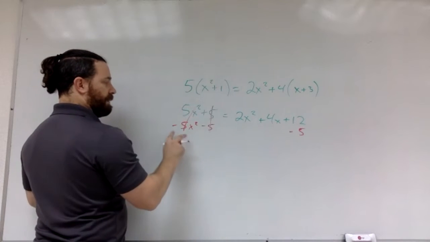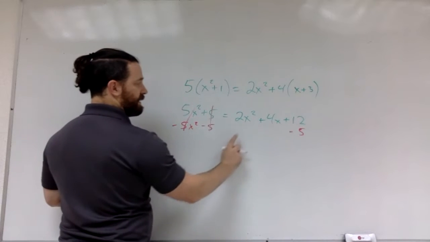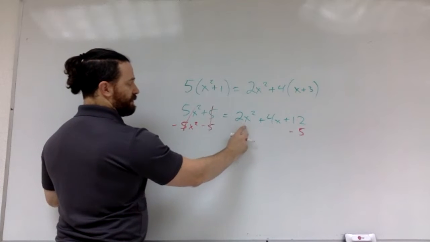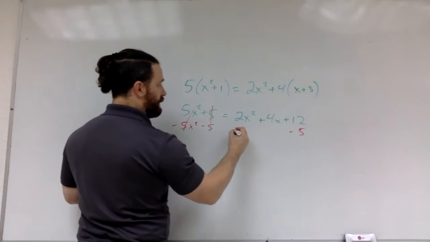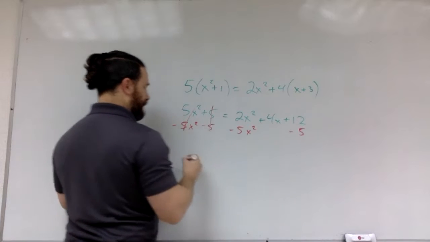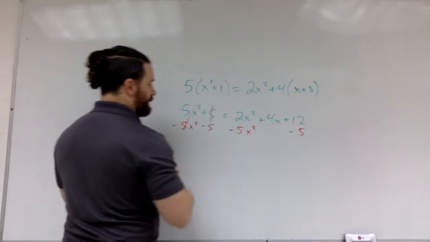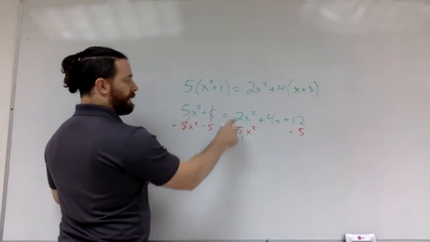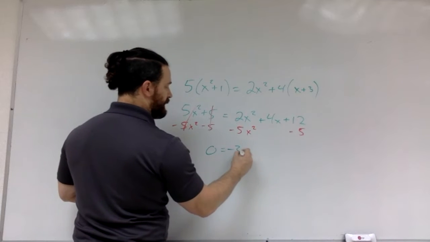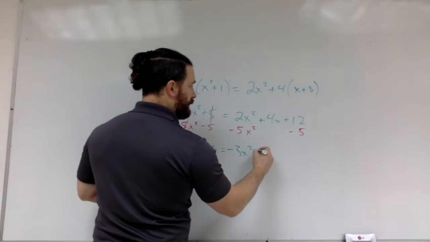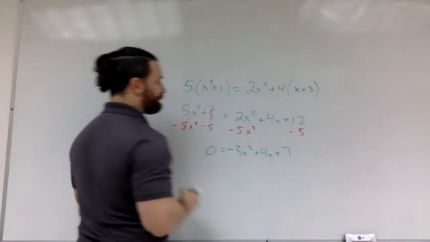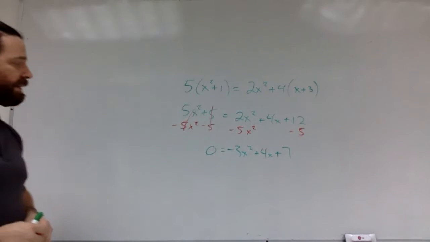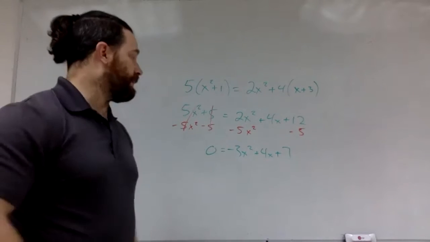So that cancels. And my 5x squared is going to get subtracted from this one here. Because remember, an x squared can only be subtracted from another x squared. So minus 5x squared. So over here, I'm going to get 0. This minus this makes negative 3x squared plus 4x, and that's going to give me plus 7. All right, so now that it's set equal to 0, now we can be solving.